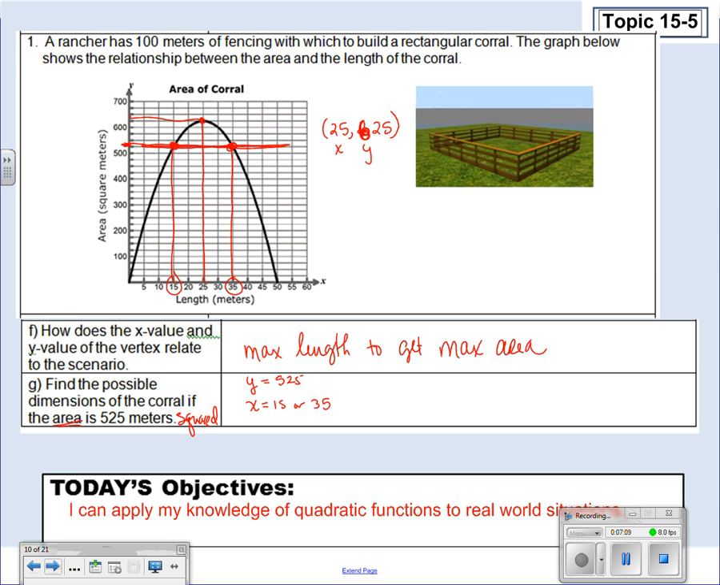So we want possible dimensions. This tells you our length. So if our length is 15, the question is what is our width in order to get an area of 525? Area is length times width. If I have 525, my length is 15. We need to solve for W. We'll divide both sides by 15, and we get that the width comes out to be 35.